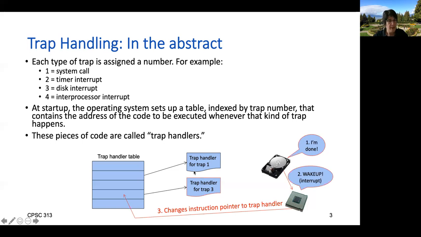So at a high level, at startup time, we initialize a jump table with pointers to a bunch of functions that are going to get executed when traps happen. And then when the trap happens, the processor turns control over to the operating system and says, deal with this. Okay, now let's look at the x86 in a little bit of detail.